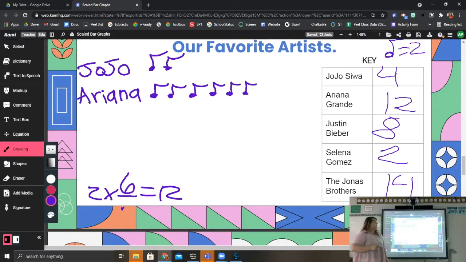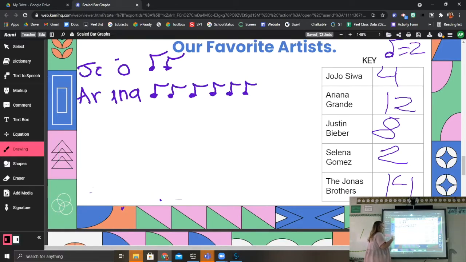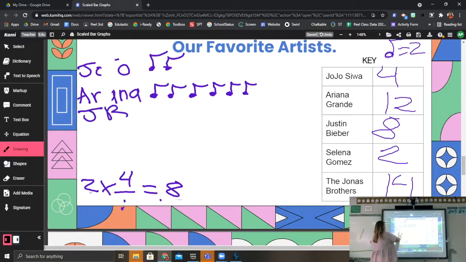Alright, for Justin Bieber, 8 people voted for him. So instead of saying 2 times 6 equals 12, we're going to say 2 times what equals 8, and whatever we put in this blank is going to be the number of music notes we draw. So we're going to say 2 times 4 equals 8. So Justin Bieber, I'm going to put JB, is going to have 4 music notes. And you can always go back and count by 2. You can say 2, 4, 6, 8. 8 people voted for him.